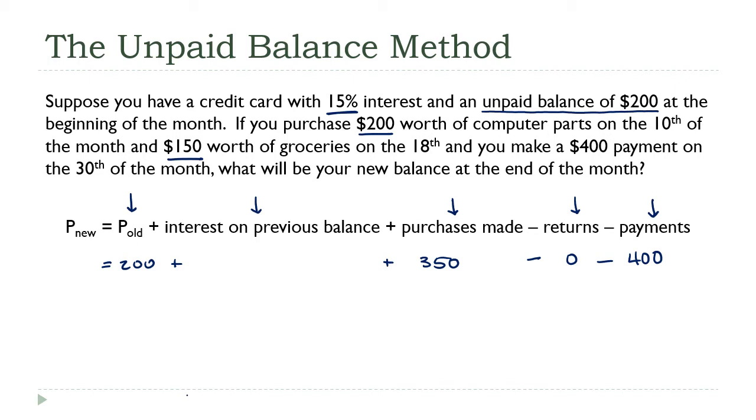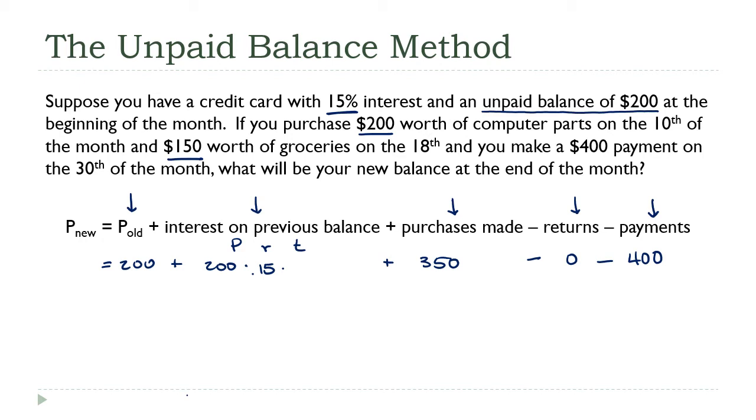Here, I wasn't told what month it is, so I don't know how many days we're talking about. So I'm going to do this on a monthly basis, right? You remember what simple interest looks like. Interest equals principal times rate times time. The principal is that previous balance, it's $200. The rate is the 15%, so that's times 0.15, and the time is 1 month.